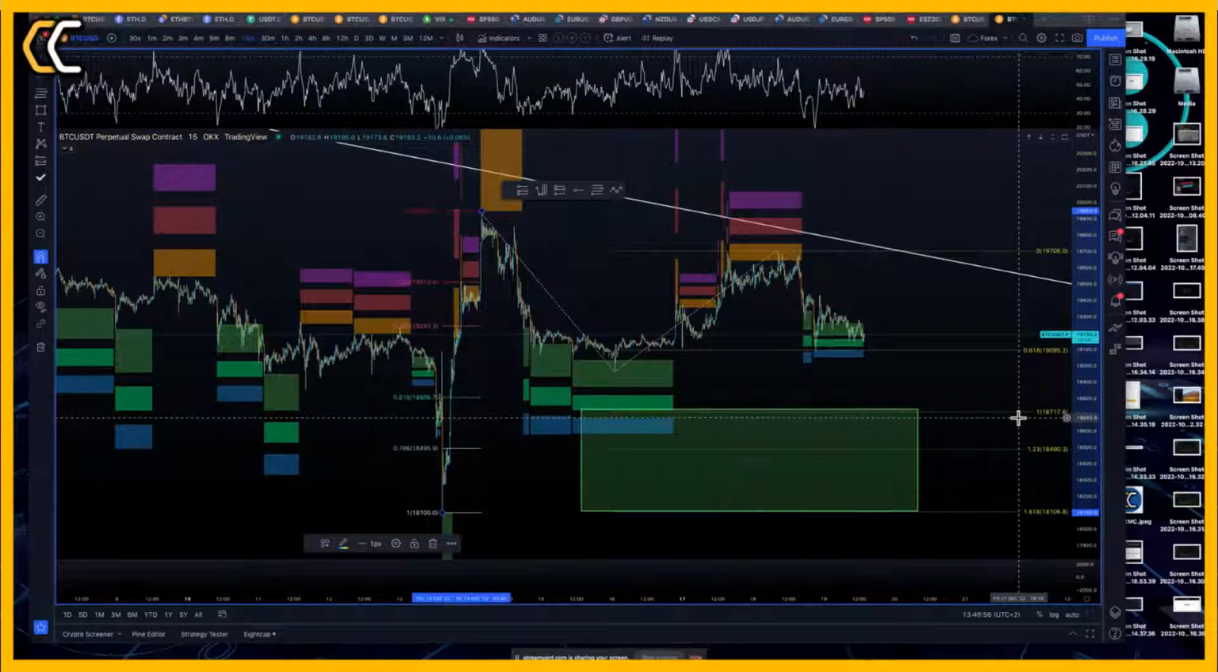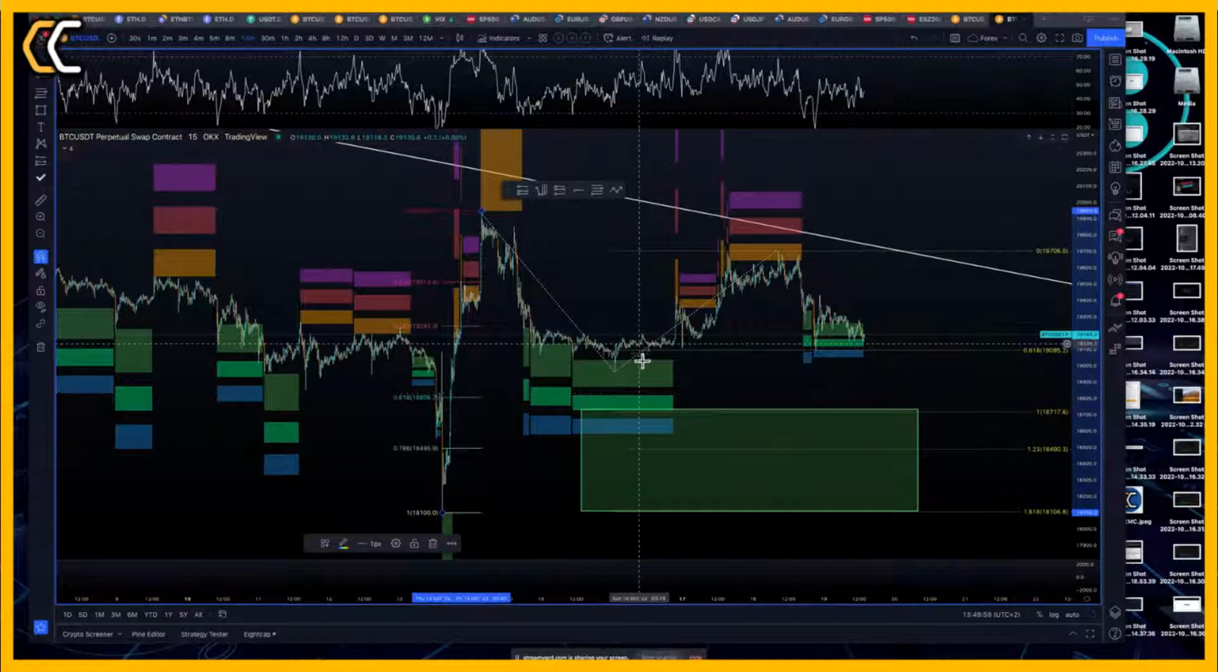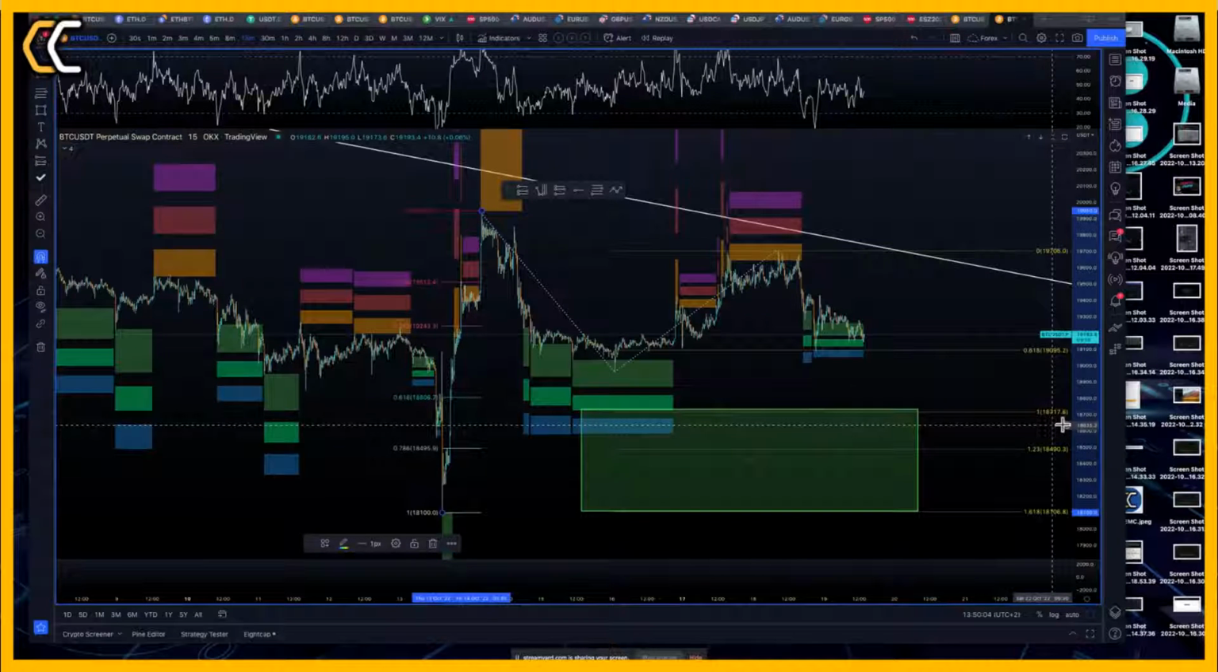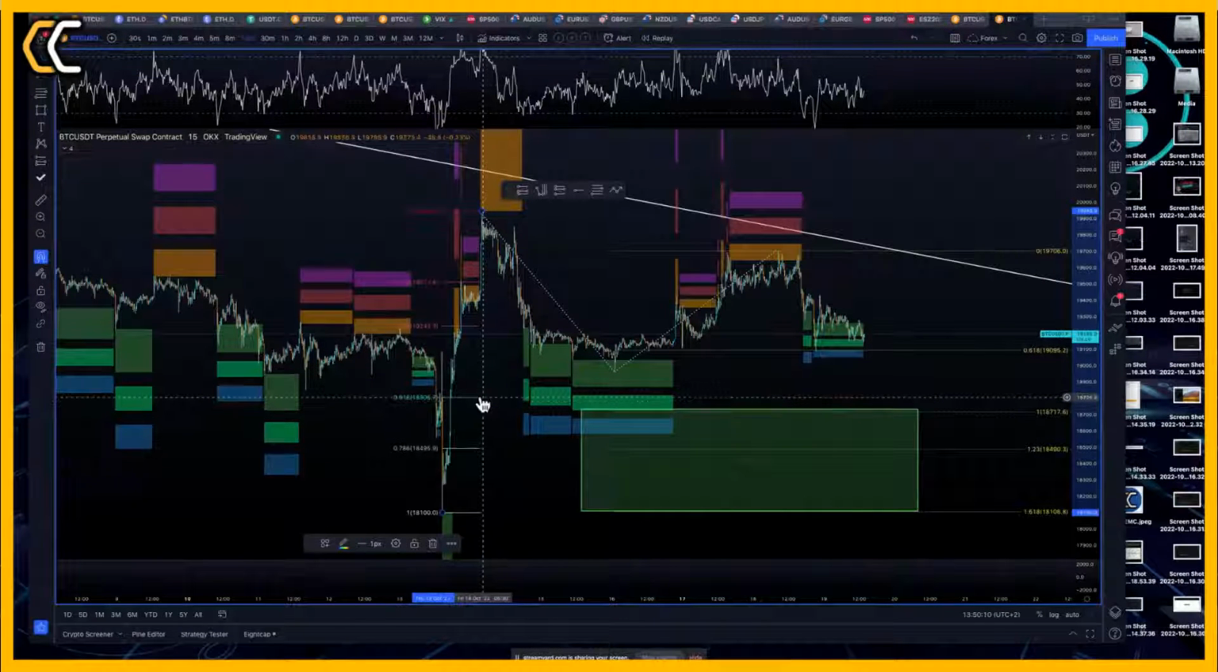And then the next variable will be 100% of that move, which is one move here, and 100% of that move equality will be 18,700. So there are a lot of Fibonacci levels here that is giving me the confidence that price should react when it comes back to this zone.